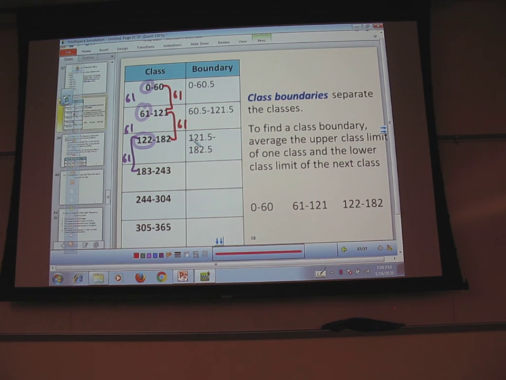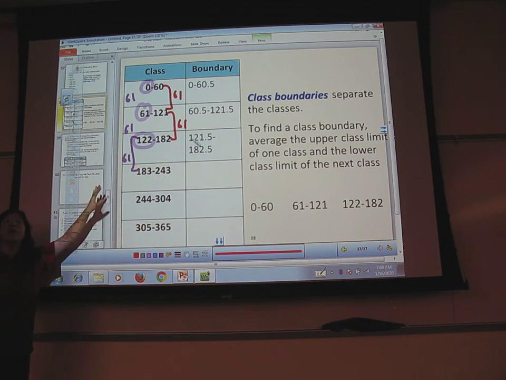If you aren't making this, it's already been made, someone else has made it, and you're just trying to figure out what class width they used. So this is the opposite. You're not making it. You're looking at someone else's that has already been made, and you're trying to figure out what their class width is. Everybody follow that? Okay.